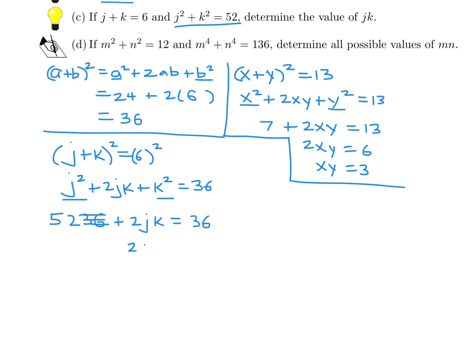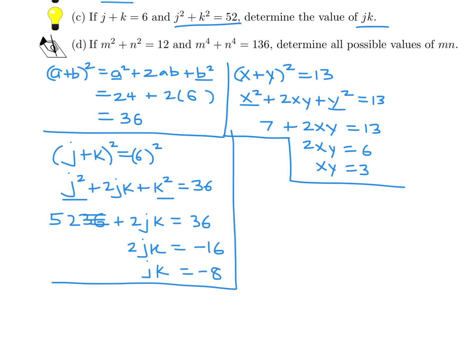All right, well, keep going here. 2jk. This is going to be a negative, interestingly. So that's going to be negative 16. And therefore, jk is minus 8. Yeah, minus 8.